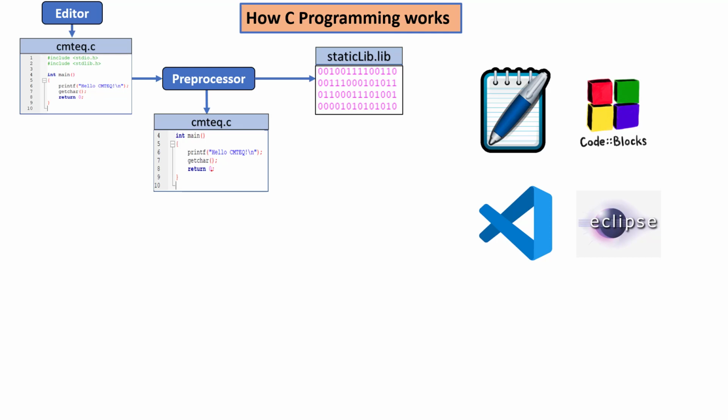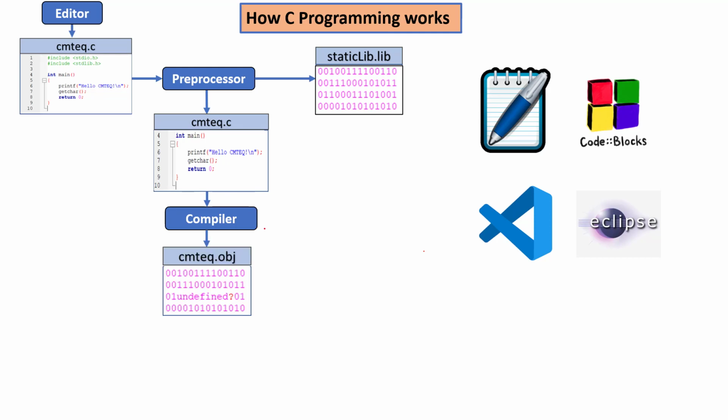Then the C source code is left with only the source file without directives, and the remaining source code will then be dealt with by the compiler. The compiler will compile the remaining source file, as shown here, into what is called an object file, which is also known as machine code, just like here.